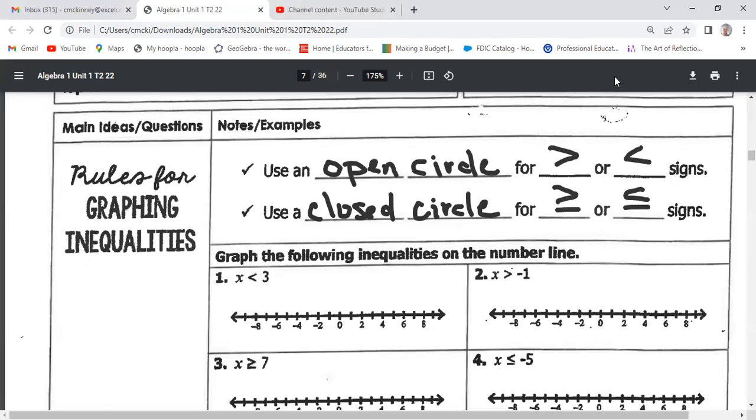X is greater than negative 1, then I would go to negative 1, and I would be using, yes, an open circle, you got it, an open circle. And you might say, well, there is no negative 1. Well, of course, it's just right here between negative 2 and 0. So I'm going to use an open circle there, and then we would want to shade, in this case, to the right, because to the right is where the numbers are greater than negative 1.